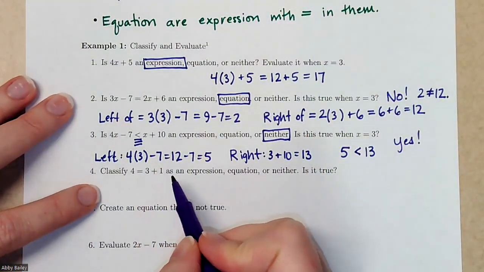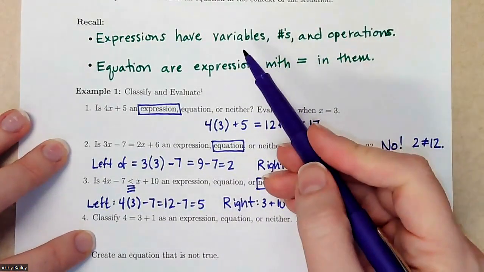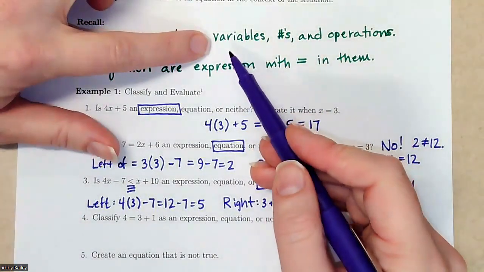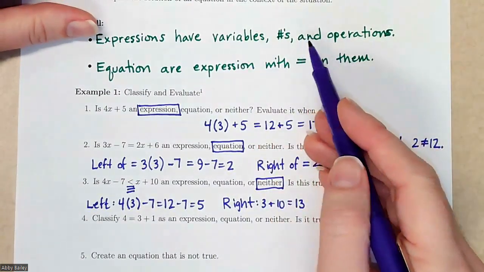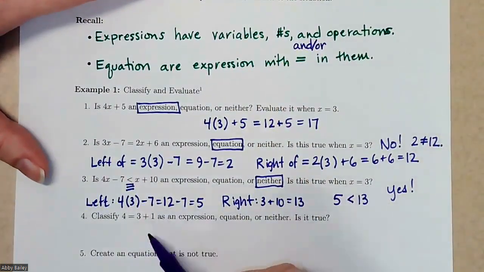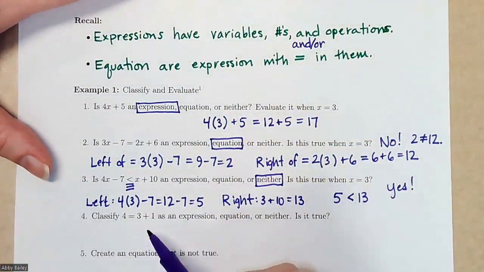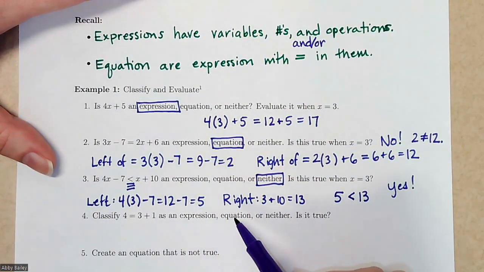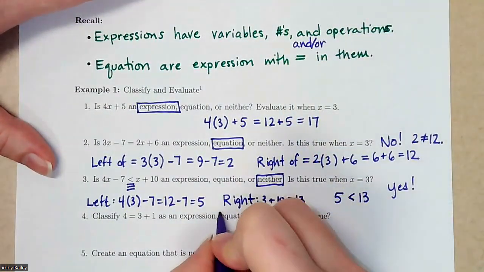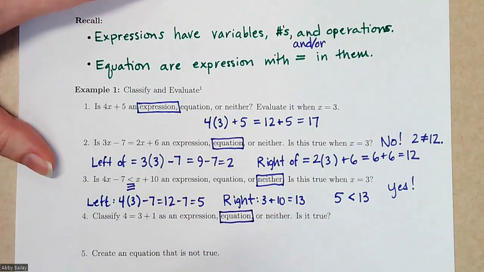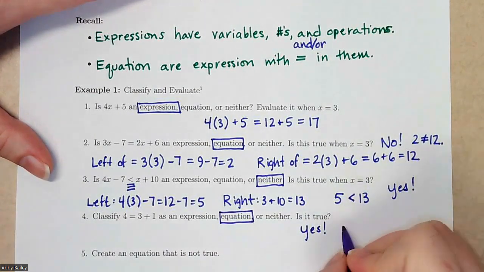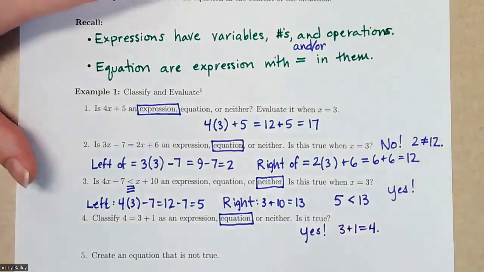Classify 4 equals 3 plus 1. It doesn't have variables, but it has numbers and operations. So this is maybe an expression, or, because it doesn't have any variables, but it has an equals, it does classify as an equation. Is it true? Yes. 3 plus 1 does indeed equal 4.